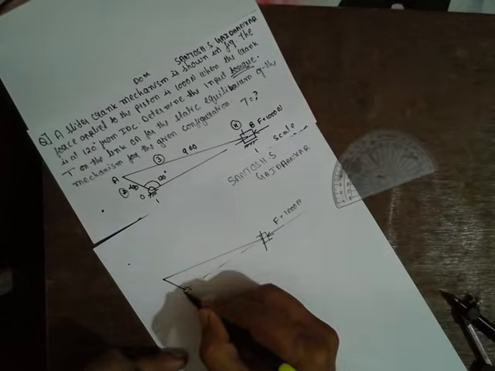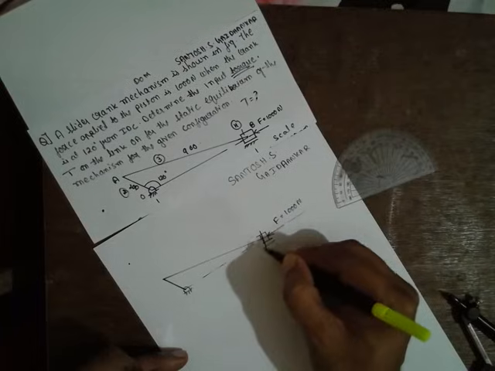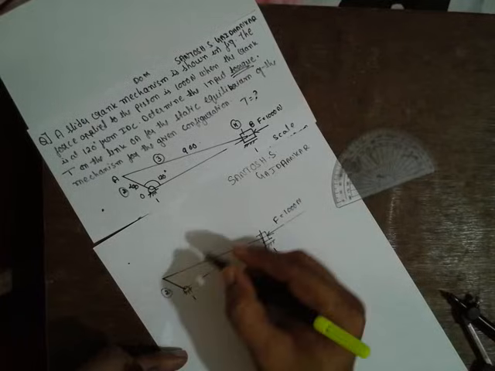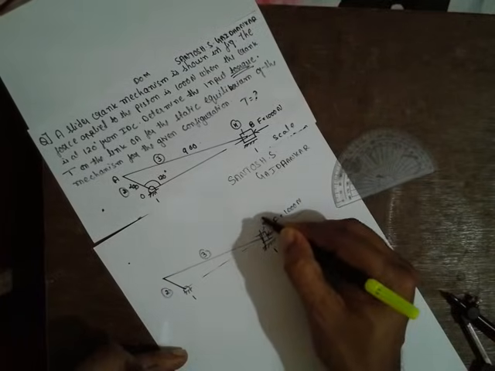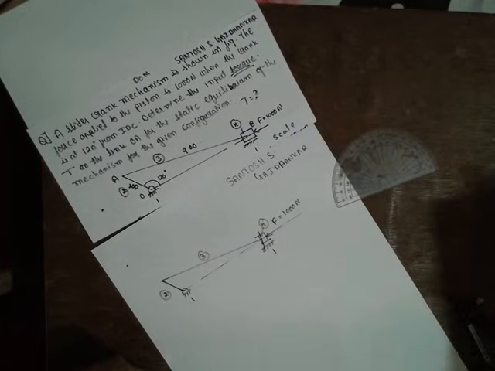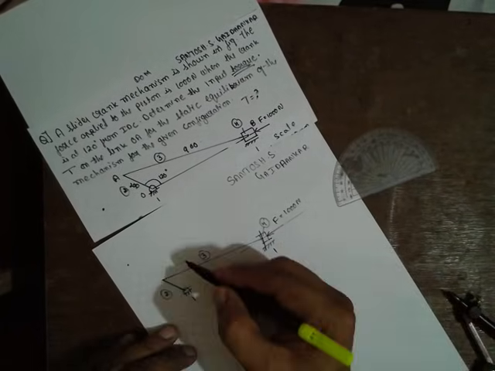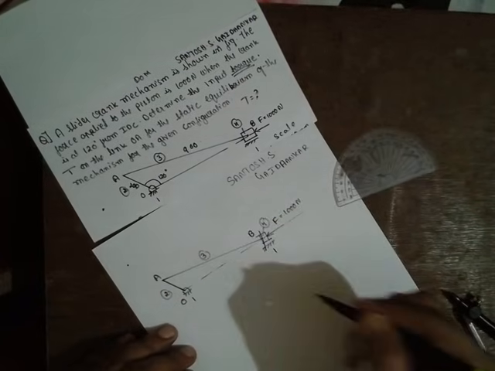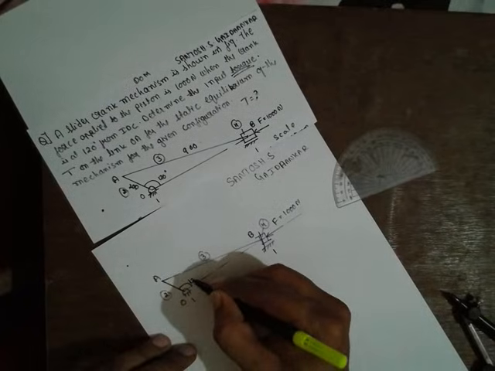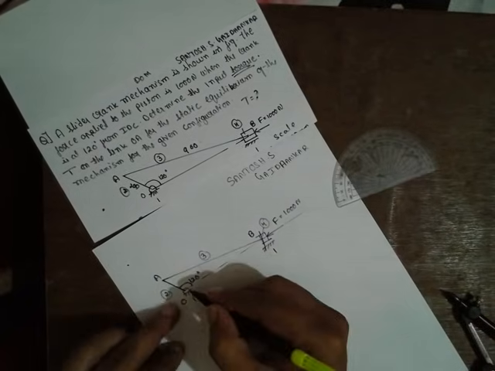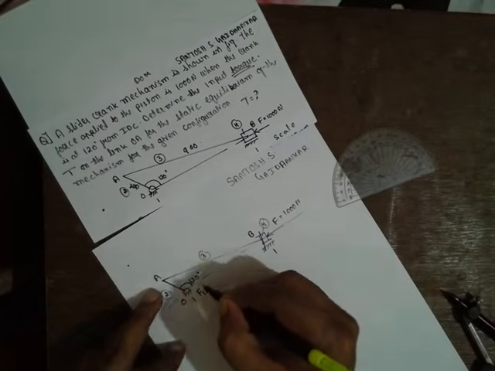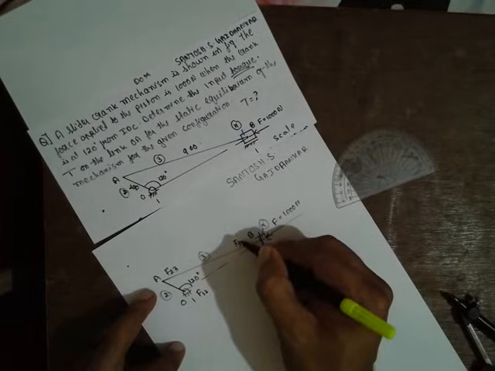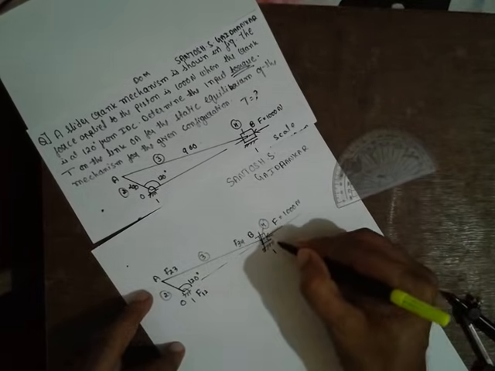This is the fixed link. The fixed link is always given the name 1. This is the second link, this is the third link, and this is the fourth link. Now this is A, this is O, and this is B. The angle will be 120 degrees. Now the force F12, F23 means link 2 is pushing link 3, F34 means link 3 is pushing the piston, and last F14.